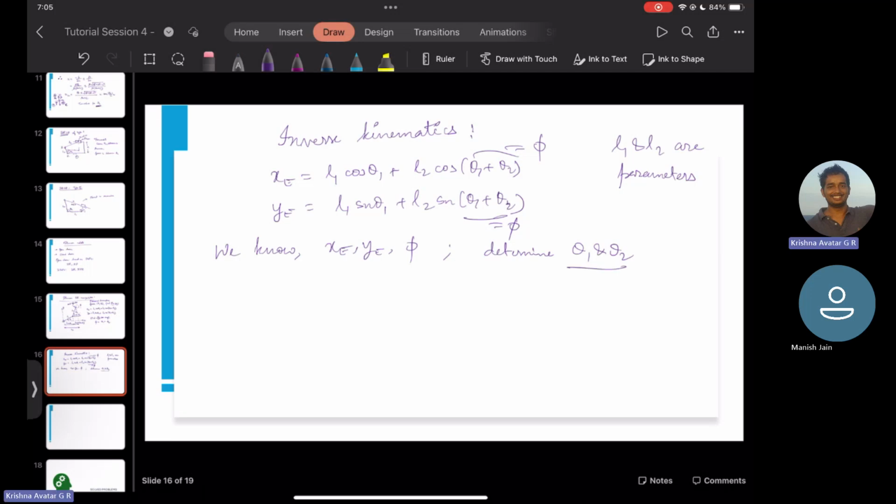Fine. So let's take a look clearly here. We have theta 1 plus theta 2, which is phi, which we know. So we can also write xe is equal to L1 cosine theta 1 plus L2 cosine phi. Likewise, ye is equal to L1 sine theta 1 plus L2 sine phi. This term is known because L2 is known and phi is known. And in this case, theta 1 is not known.